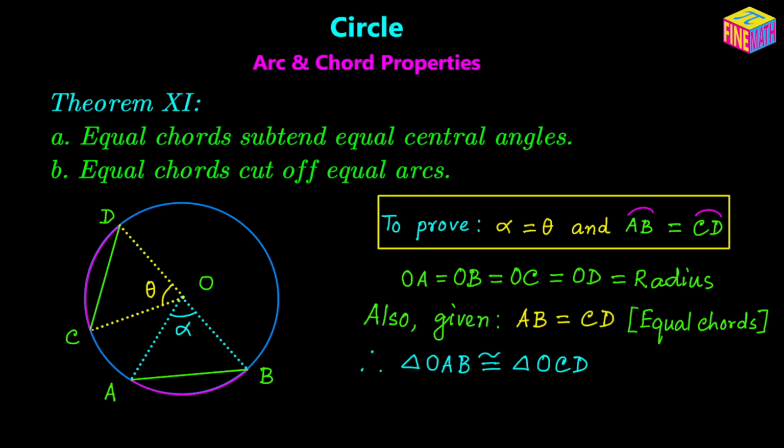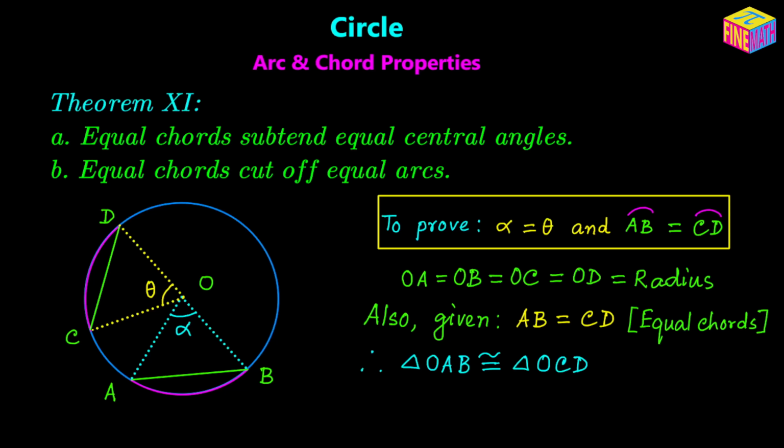Now in this case, the side AB in the triangle OAB and the side CD in the triangle OCD are equal, because we have been already provided in the theorem that equal chords would subtend equal central angles. That means the chords are of equal length. That means AB is equal to CD. So the angle opposite to the equal sides will be equal. That means alpha will be equal to theta.